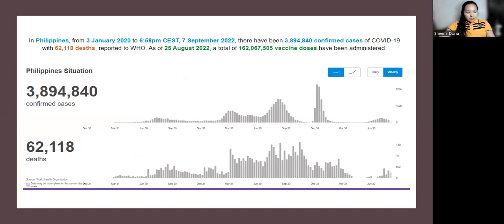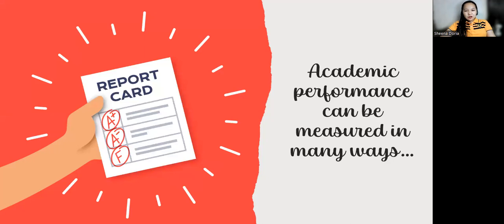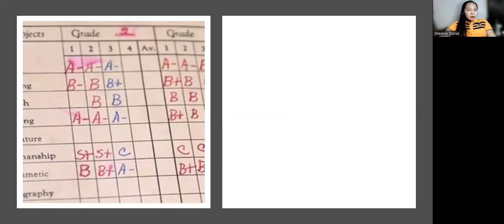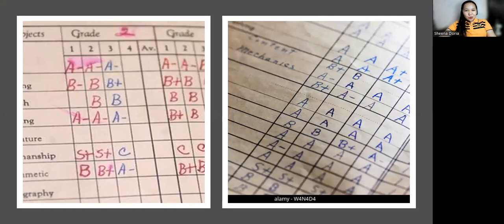So, to wrap up the discussion, academic performance can be measured in many ways. We need to analyze this one. Number one, you will see a grading system such as A plus, A minus, A, B plus, C plus, etc. So think of it now. What level of data are we dealing with if this is the way to measure the performance of a student? I'll give you a little time to think. If your answer is ordinal data, then you are correct.